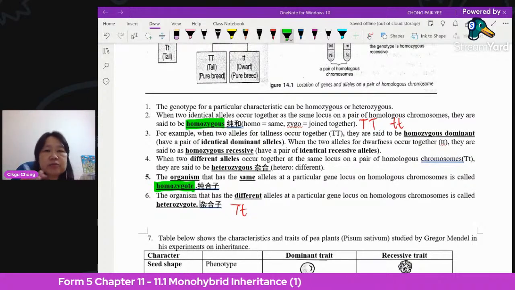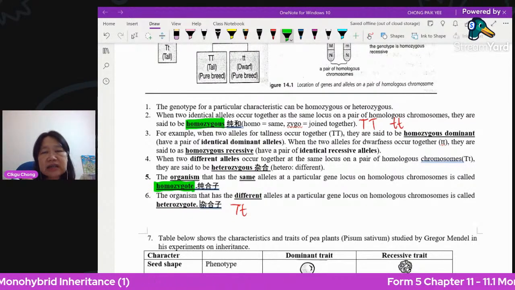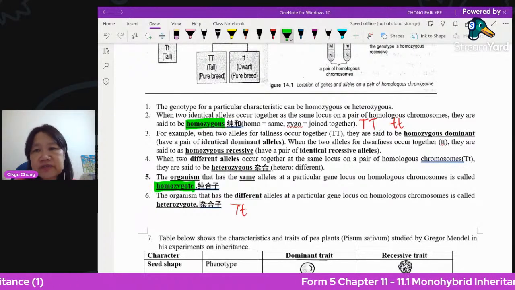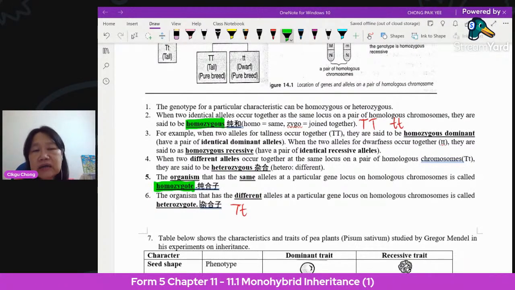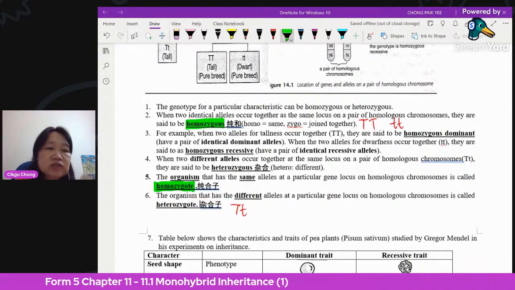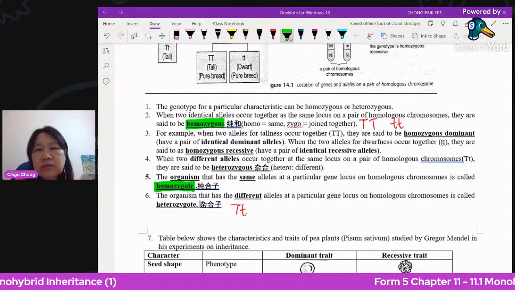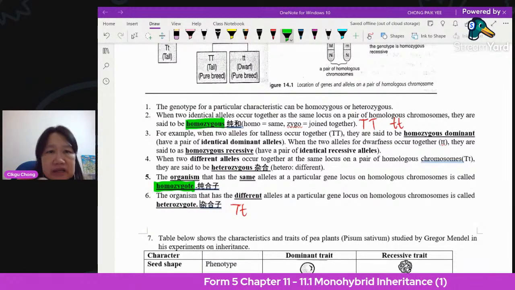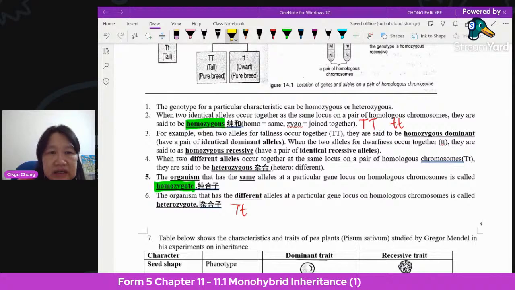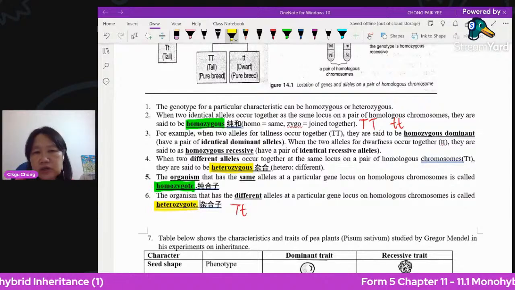Homozygous, you must put a word next to homozygous. Another word. This is an adjective. So usually we are not particular. Whatever you write, as long as you say homozygote or homozygous, I know the concept is correct. We are not marking for your grammar. As long as the concept is correct, then it's fine. So heterozygous means you have your capital T and your small t. So heterozygous and heterozygote, we're not too particular.